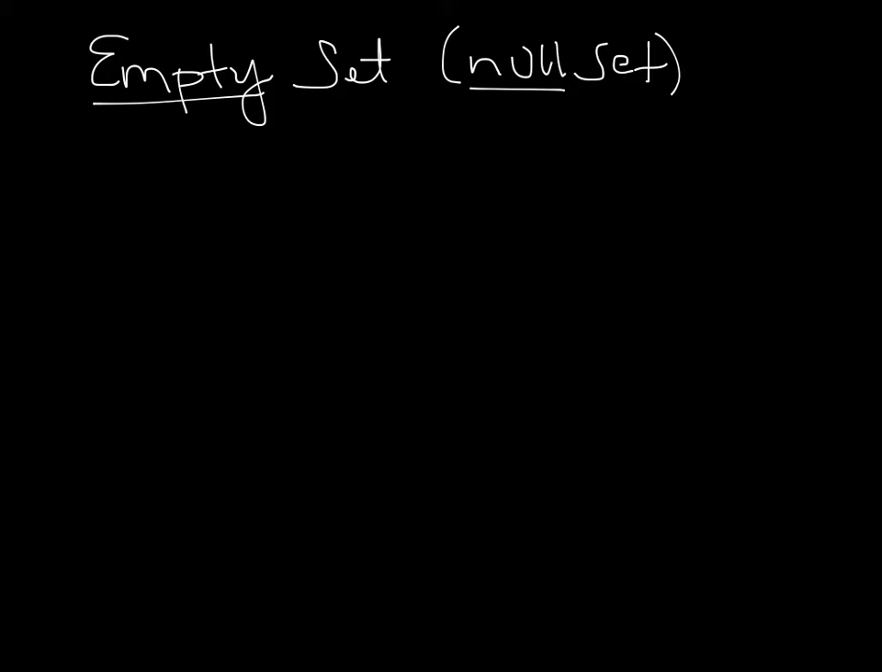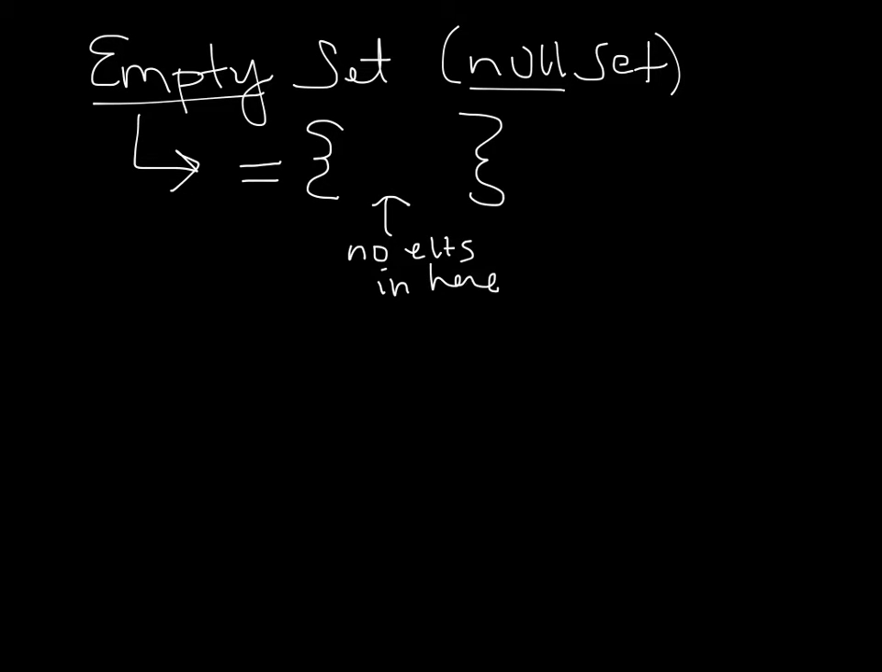On your handout, the empty set, also called the null set, is the set that contains no elements. Here are the set braces, and there are no elements in here. That's why we call it the empty set, because it's literally empty. Another way of denoting this is a 0 with a slash. That is not the number 0. It means a set that's empty, or we have the braces here.